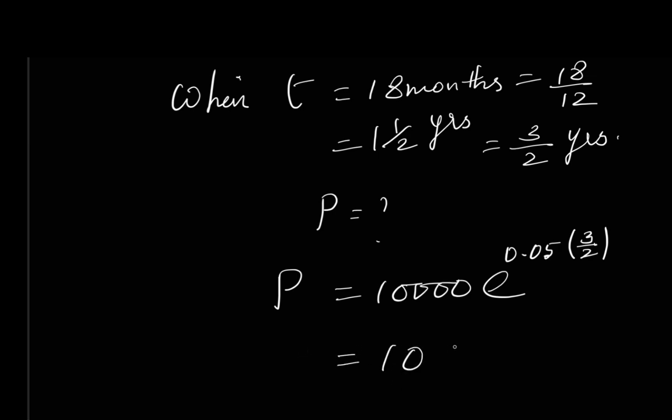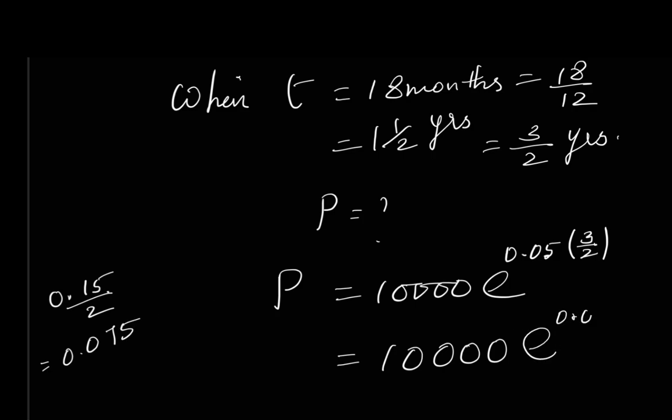That is 10,000, and just multiply here: 0.05 into 3, that is 3 fives are 15, 15 divided by 2 gives 0.075. So the amount is 10,000 e power 0.075.